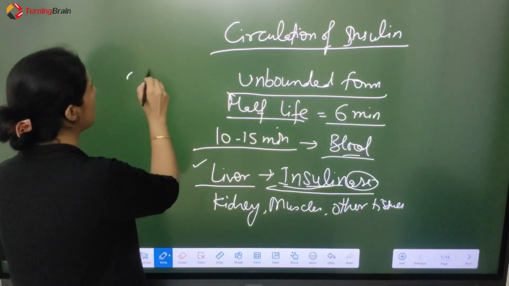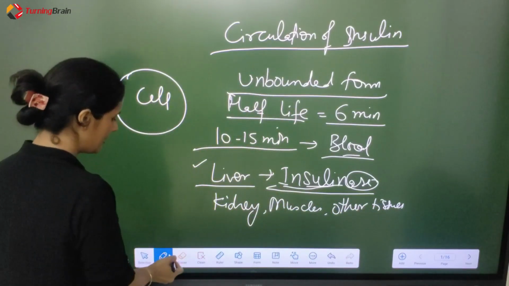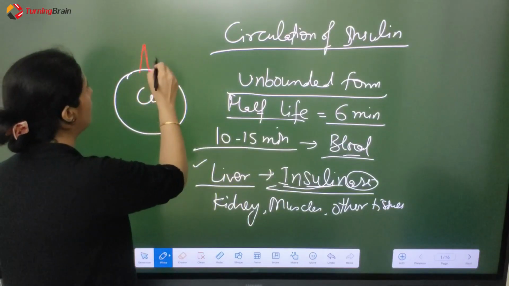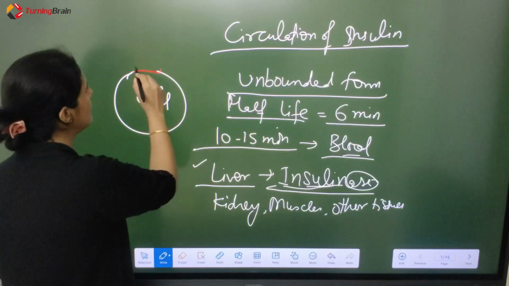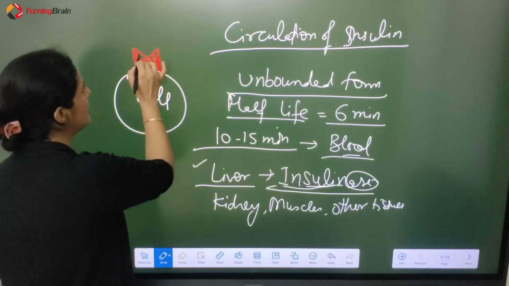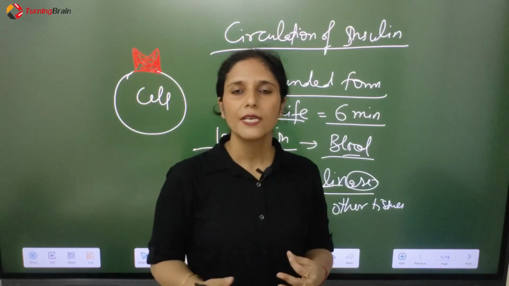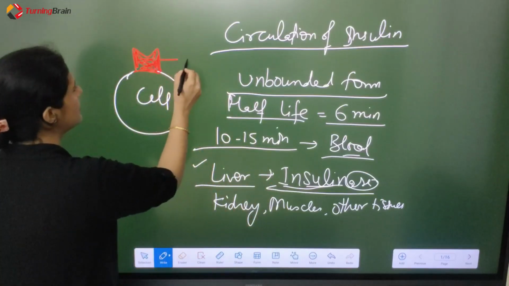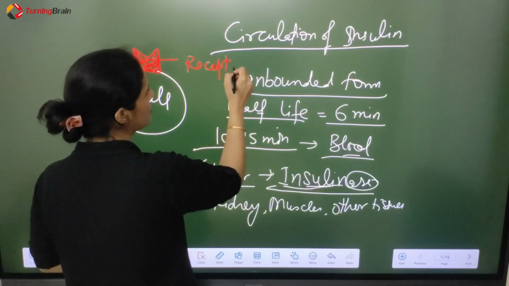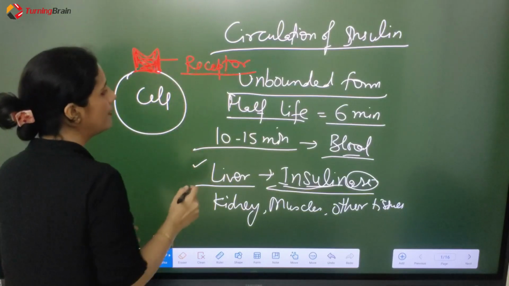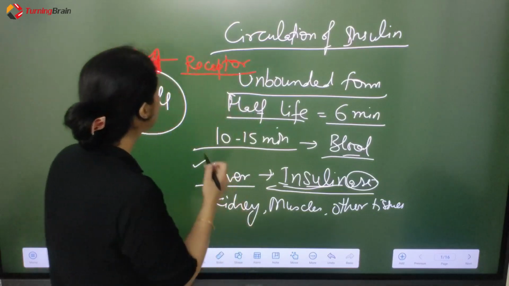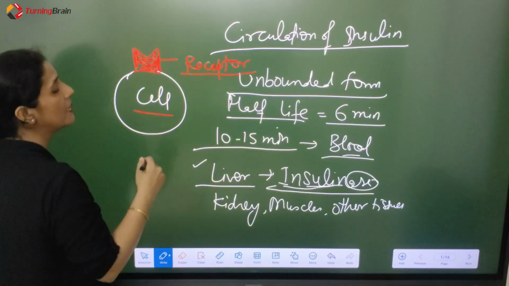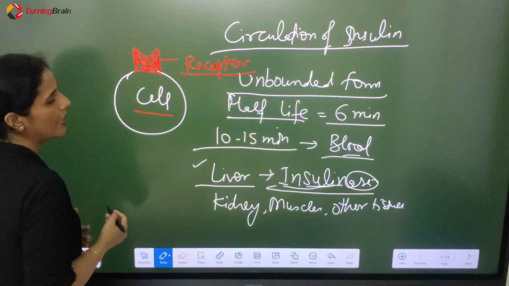Suppose this is a cell, and in this cell there is a receptor. A receptor may be a different type of molecule, maybe protein, maybe another chemical. Every hormone, any chemical, any neurotransmitter can have different types of receptors. Here we are talking about the insulin receptor. We will discuss in the next videos in detail how this receptor looks and how insulin works on it.